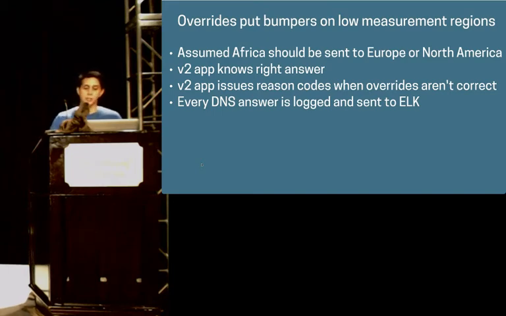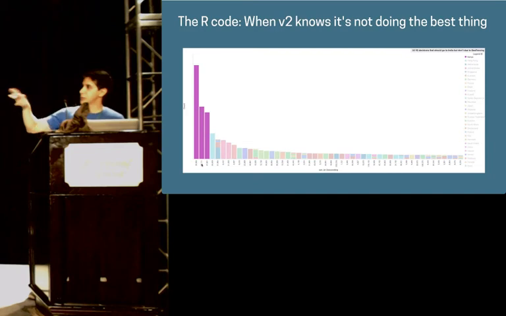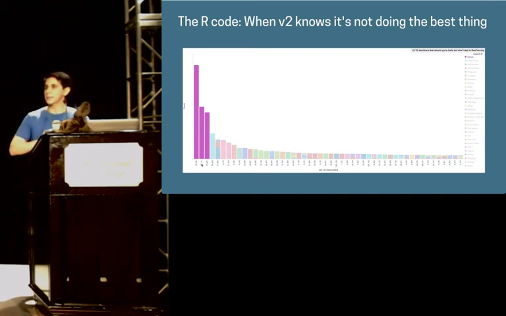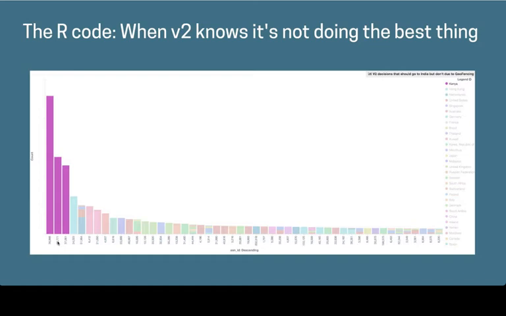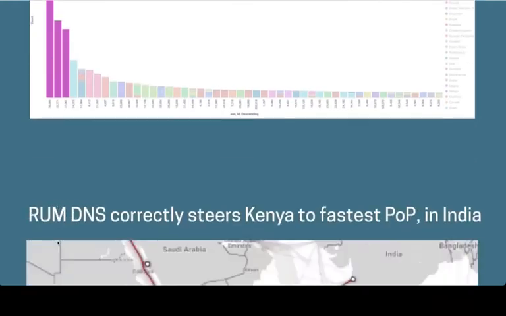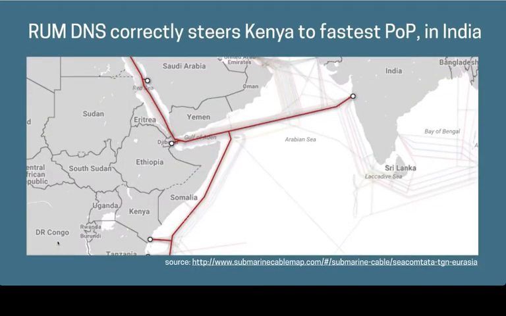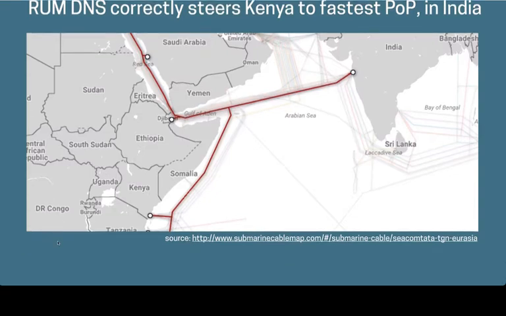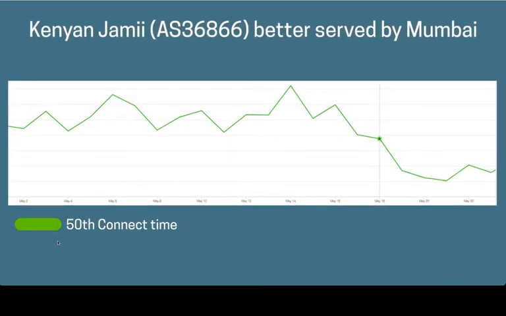And so when we put all this data into ELK, we can actually see 3 large ASs in Kenya complaining every time they get misrouted. And so we looked at that, we said, okay, our overrides are incorrect. And so what we did is just for Kenya, we allowed them to go to Mumbai. And the reason they can go to Mumbai is because they have submarine cables going to CCOM directly. And so if you do any Looking Glass or Hurricane Electric, the BGP map, you can actually see them connected to India. And so this is one of the large ASs in Kenya called Jami. And when we ramped them to Rum DNS, again, the lowest connect times in the system.